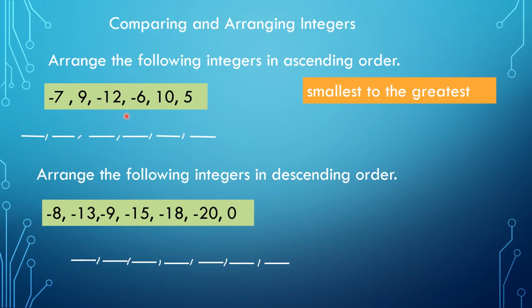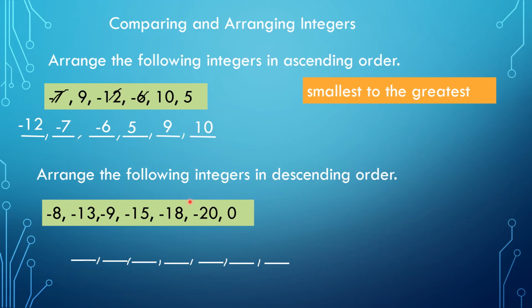And we know also that the higher the number in the negative numbers, the smaller the value, which means that negative 12 is the smallest here, followed by negative 7, negative 6. Okay, so we're done with the negative numbers. So let's proceed now to positive. So what we have now, we have 5, 9, and 10. So going to the greatest, so next is 5, 9, then 10.